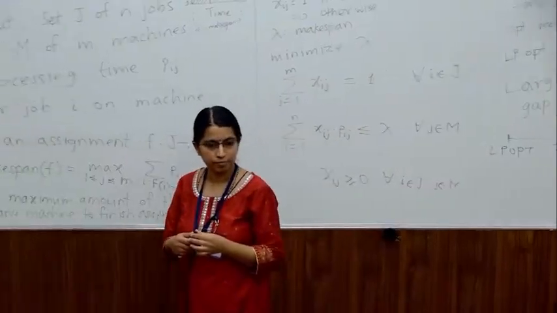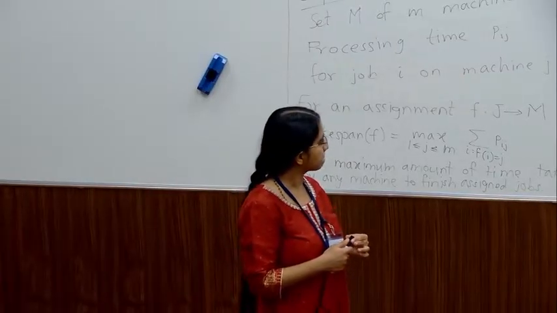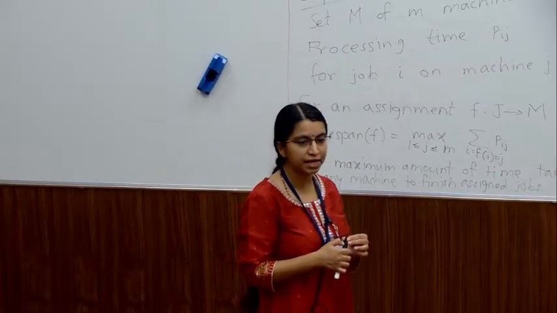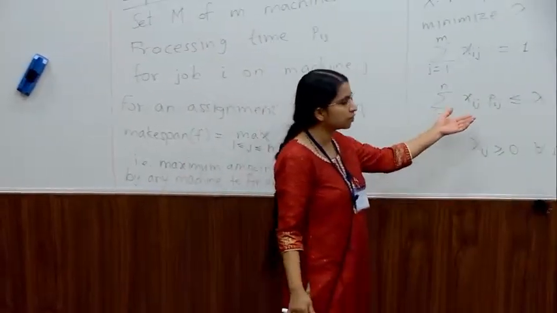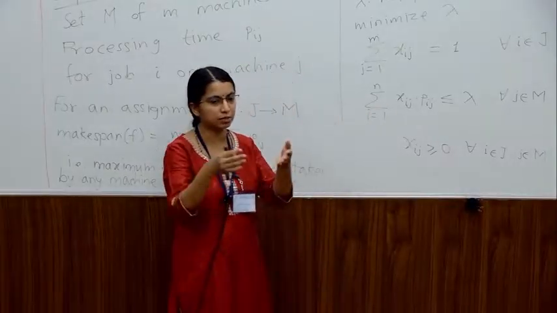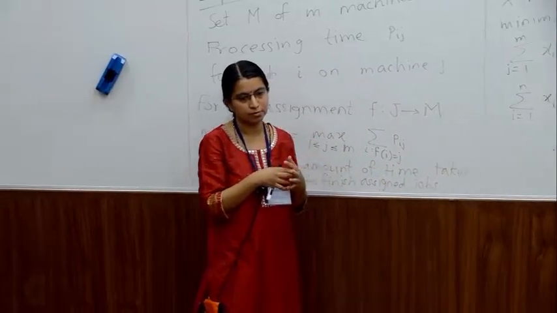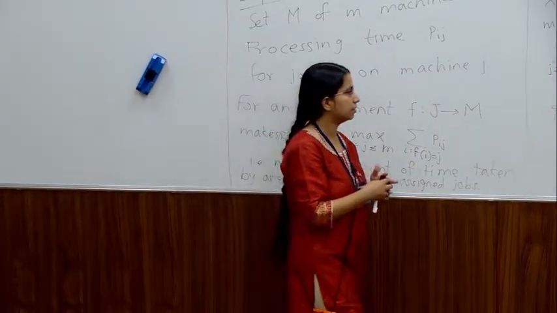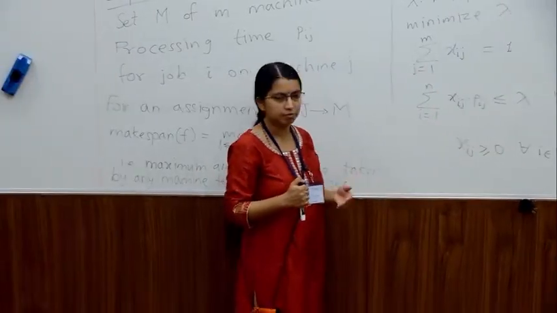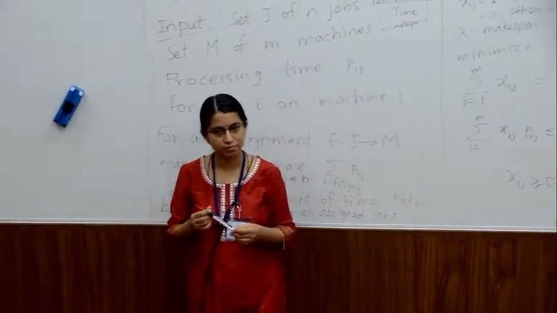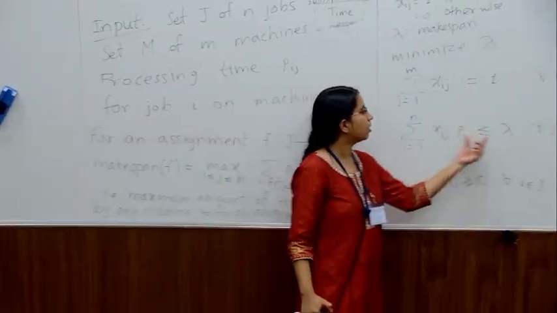Can't we add lambda greater than or equal to Pij as a constraint? But which Pij? For every i, for every j. That is not required, right? Because it's too strong a constraint. Maybe one particular job machine pair has some 100 processing time, but everything else is within 10. The processing times are not identical across machines. Otherwise, we could have done that. So you don't want to say that lambda is more than all Pijs.